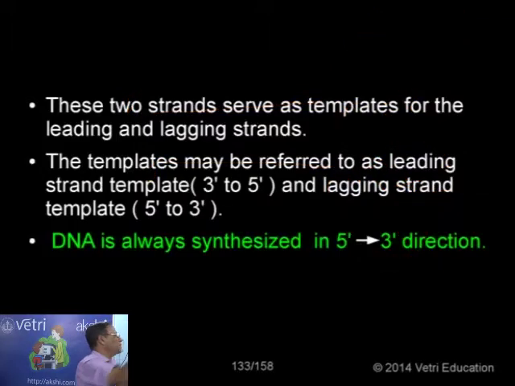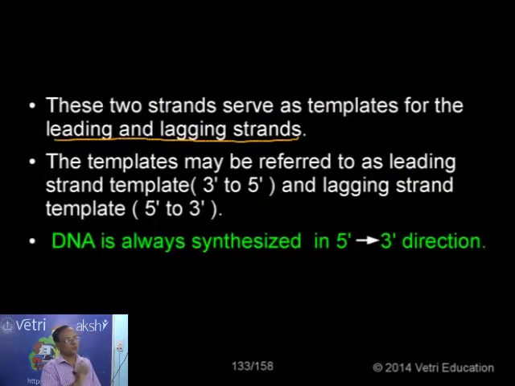So you see that these two strands, the two prongs, act as a template for the leading and the lagging strands. There are two strands which are being separated, and each one is acting as a template. One strand is called the template strand for synthesizing a continuous DNA molecule, a DNA strand.